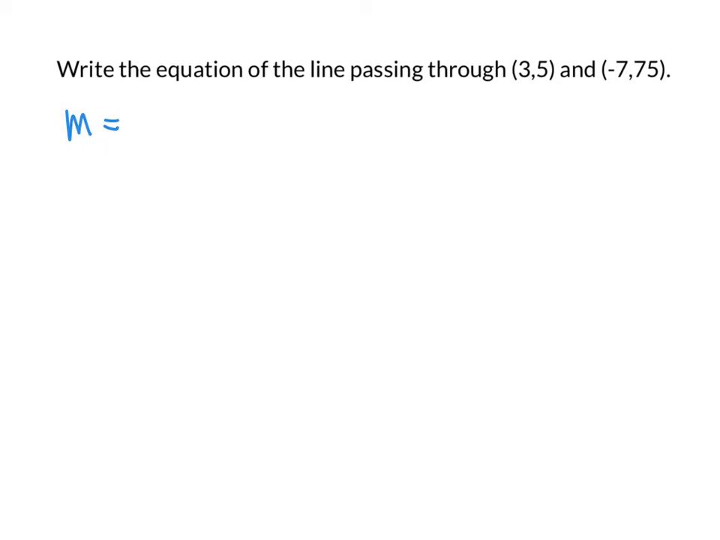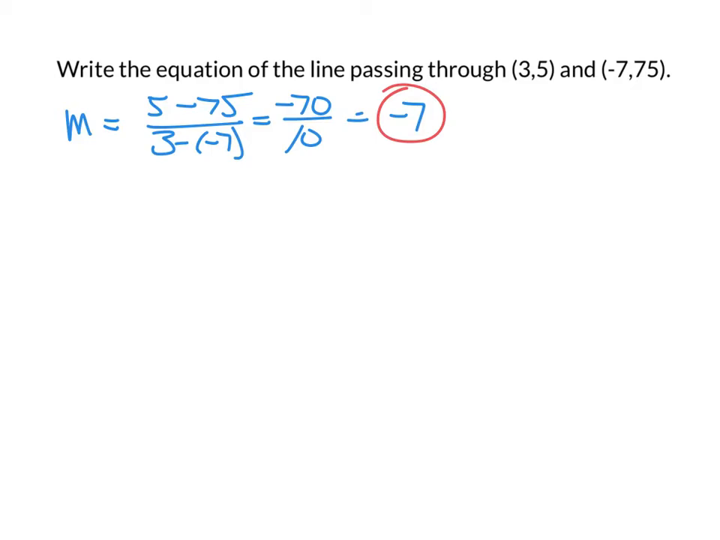To do that, I'm going to subtract the y's in the numerator, 5 minus 75, and the 2 x coordinates in the denominator, 3 minus negative 7. That'll leave us with negative 70 over 10, or a slope of negative 7. But now that I have my slope and a point, and I can pick either of these points I want, I'll just take this one, we can write the equation of our line in point-slope form.